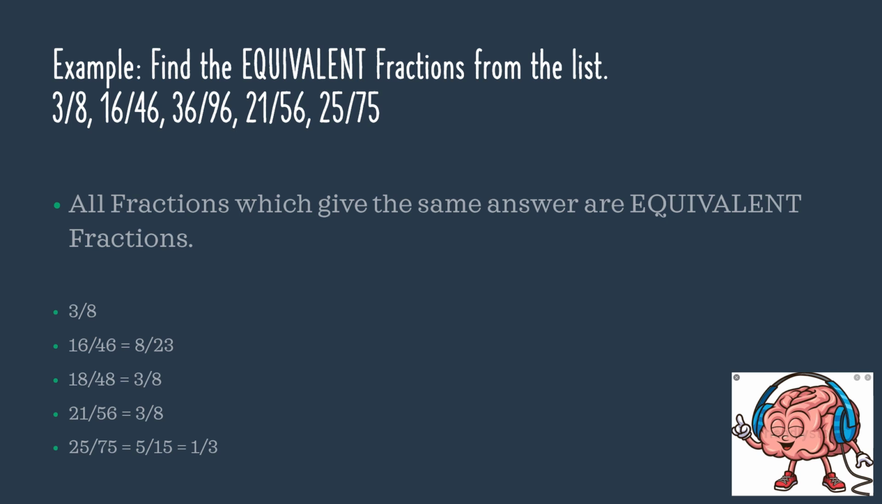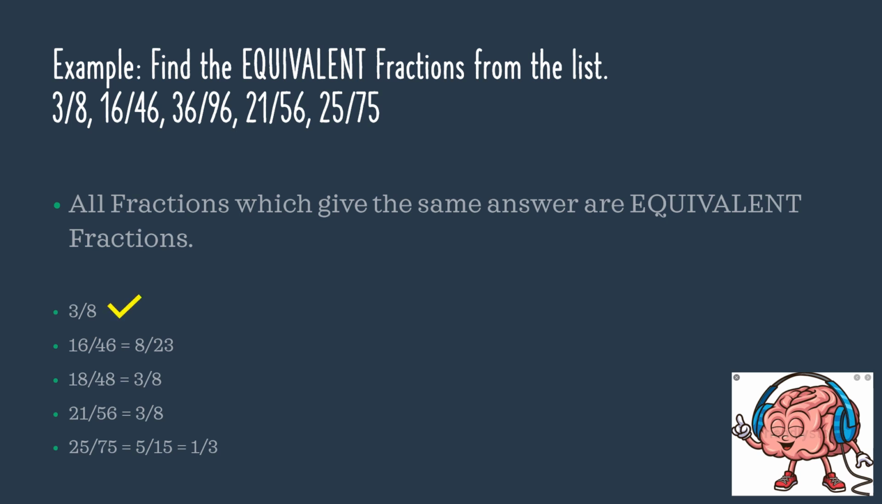Now finally, we have reached the point where we cannot divide any of the fractions anymore. What is the last step? All fractions which give the same answer are equivalent fractions. So 3 by 8 we cannot divide anymore. 16 by 46 became 8 by 23. 18 by 48 became 3 by 8. 21 by 56 became 3 by 8. 25 by 75 became 1 by 3.